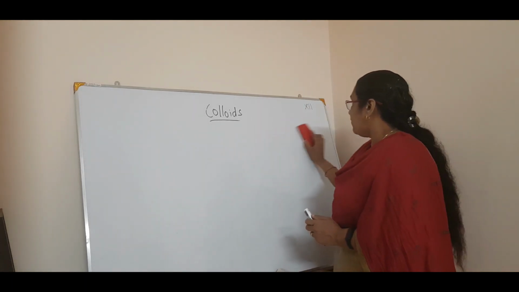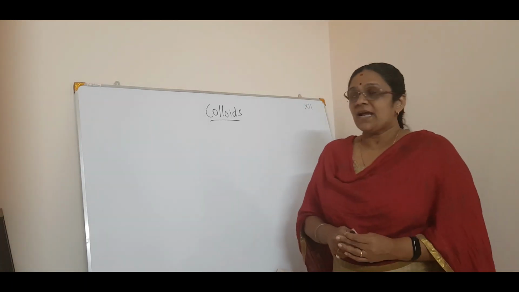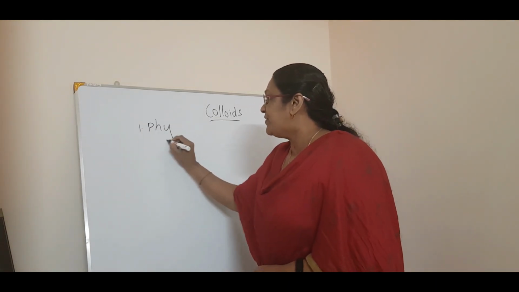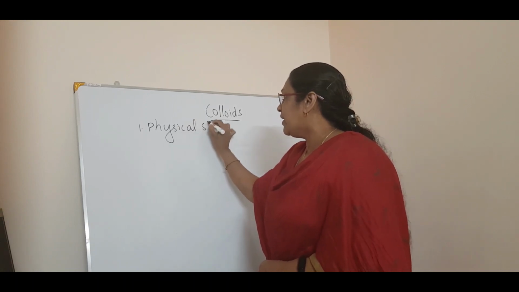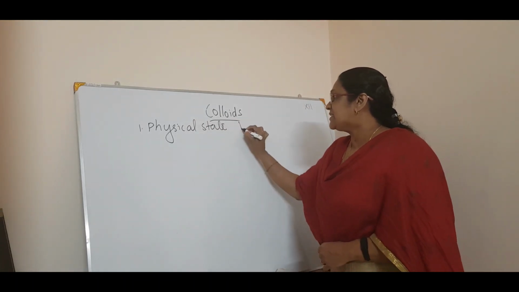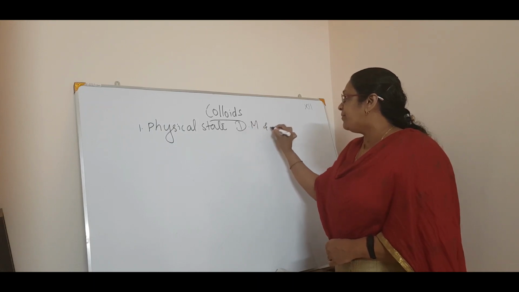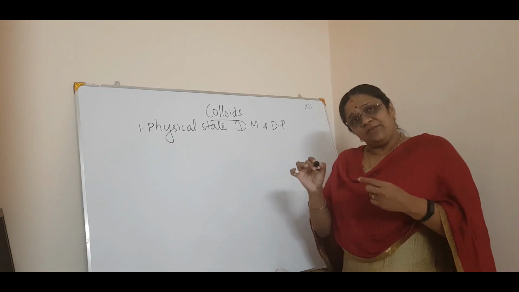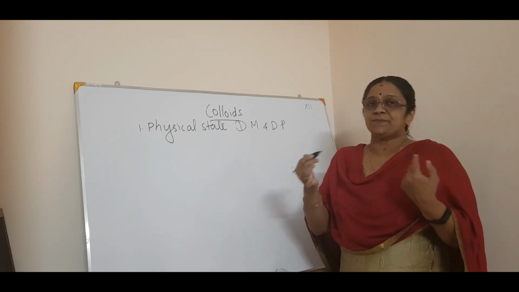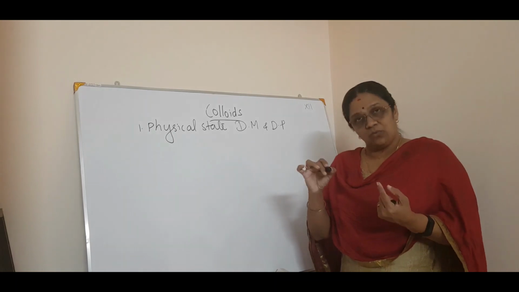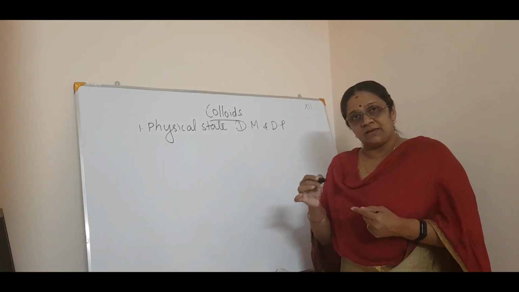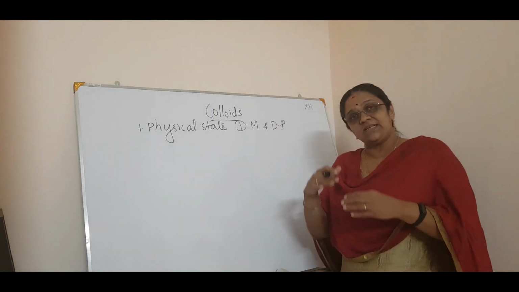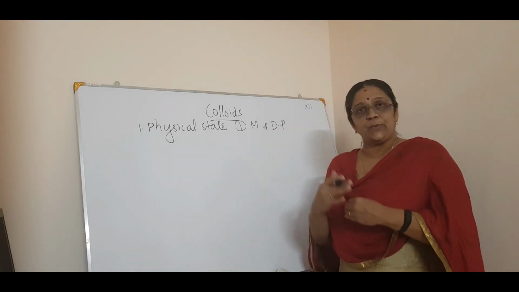Okay. Now, we will pass on to the classification. There are mainly three classifications. One is based on physical state. Okay. Physical state means what? Physical state of what? Dispersion medium and dispersed phase. What do you mean by that? That means if the dispersion medium is a solid and the dispersed phase is a liquid, then what type of colloid is that? Or like that. Okay, that is the physical state of the dispersion medium and dispersed phase. Whether it is a gas, solid or a liquid.